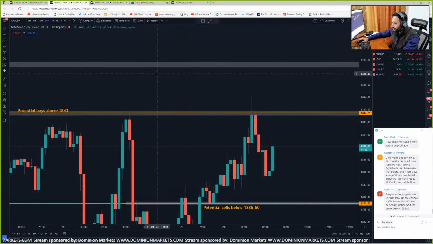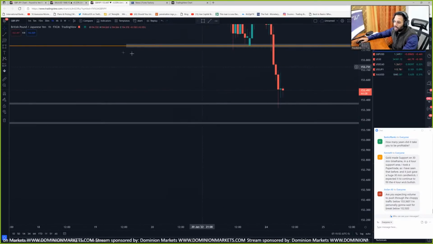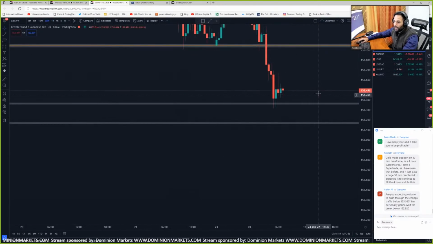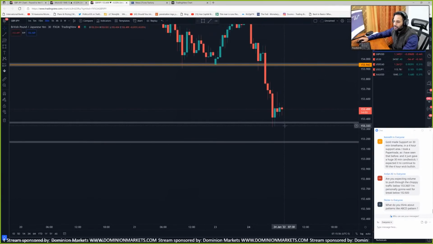Are you expecting volume to push through the choppy area below? I'm going to wait for, I don't know, we'll see what happens. Below this area would be great though.